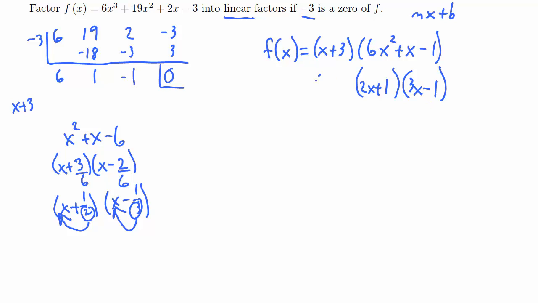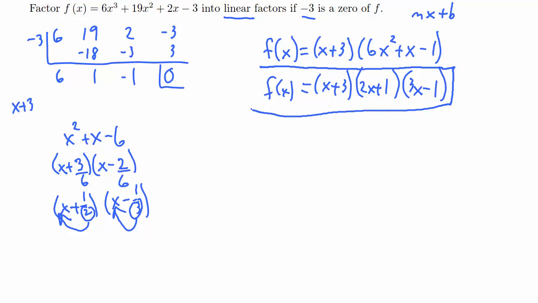But notice that I still have the x plus 3 here, so I need to write it down as well. So that's going to give me f of x is equal to x plus 3 times 2x plus 1 times 3x minus 1. And notice that all three of these are linear now.